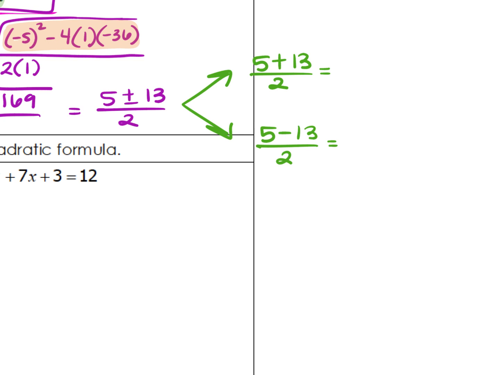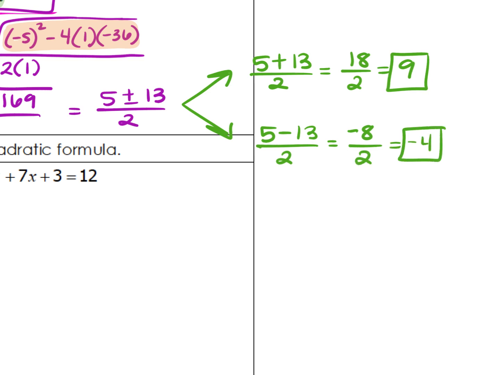So here's what I want you to do. You're gonna type in your calculator 5 plus 13 and then hit enter. And then just hit divided by 2. Okay, then you're gonna type into your calculator 5 minus 13 and hit enter, which is a negative 8. Did you get negative 8? Yeah, and then hit divided by 2. Negative 4. Okay, those are your answers. X is 9, X is negative 4. Put a box around them, you're done.